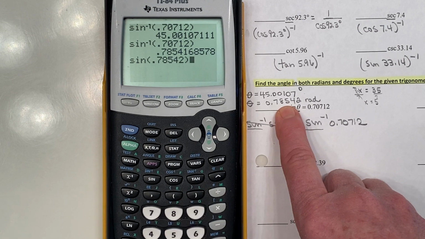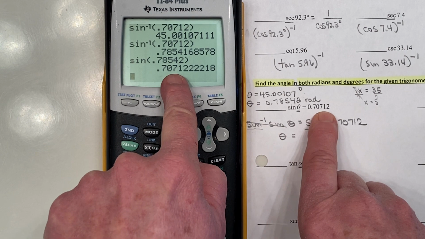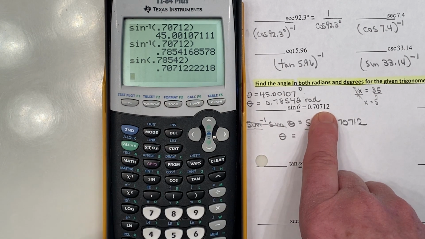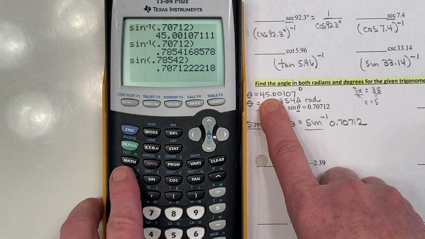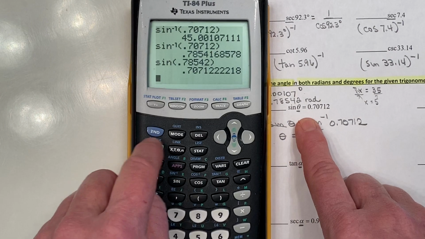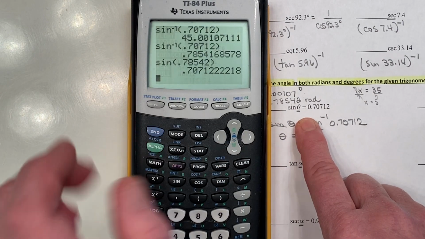0.78542. Now it's going to be off a little bit, but that's okay. Yep, that's the decimal value. That's close enough to what we want. Is my degree measure the correct answer? Well, I don't know. I mean, 45 degrees goes here. Let's see. So I'll go back to my mode key, change it to degrees. I'm just checking my work.